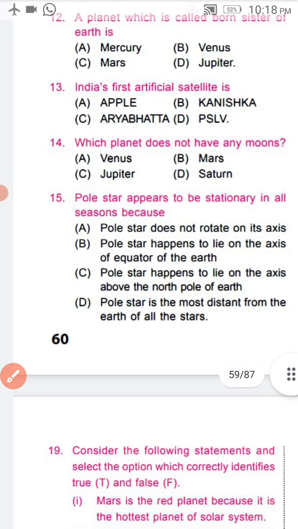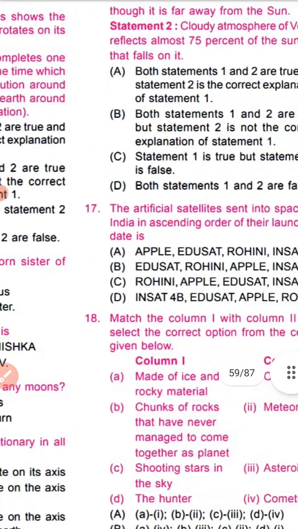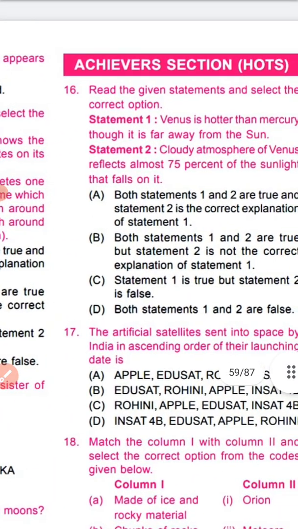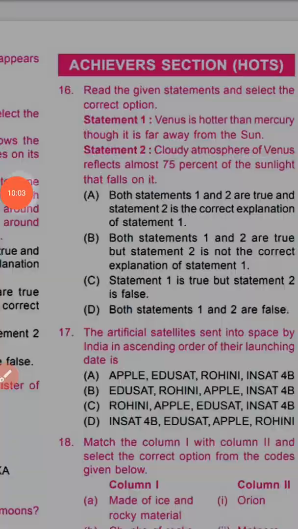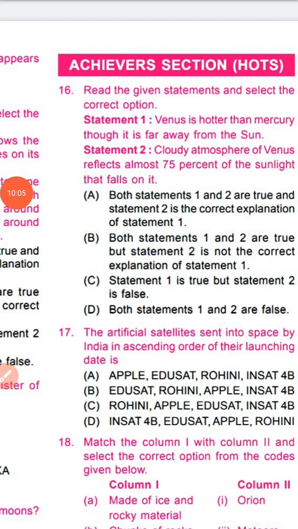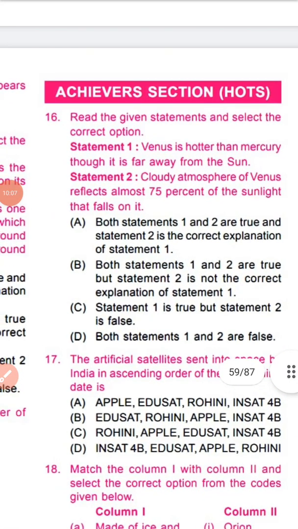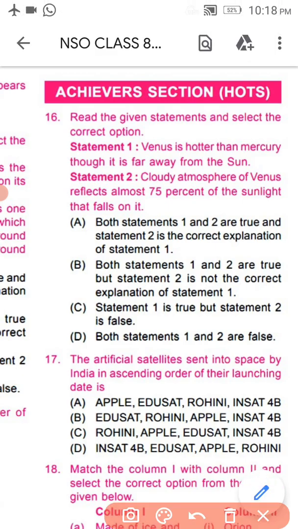Come to question number 16. Read the given statements and select the correct options. Statement 1: Venus is hotter than Mercury, though it is far away from the Sun. So statement 1 is true, obviously.